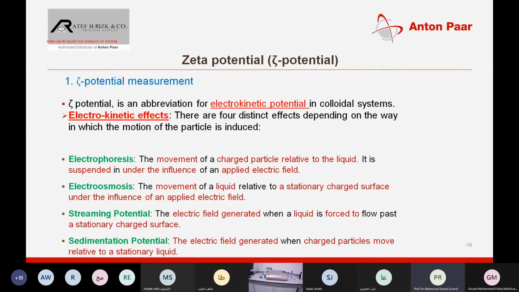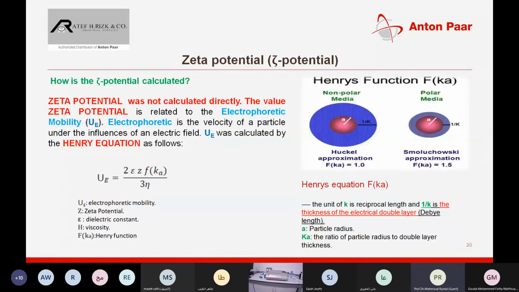How is the zeta potential calculated? Zeta potential actually was not calculated directly. The value of zeta potential is related to electrophoretic mobility. Electrophoretic mobility was calculated by Henry equation as the following equation, where mu E is electrophoretic mobility, Z is zeta potential, H is viscosity, and F Ka is Henry function.